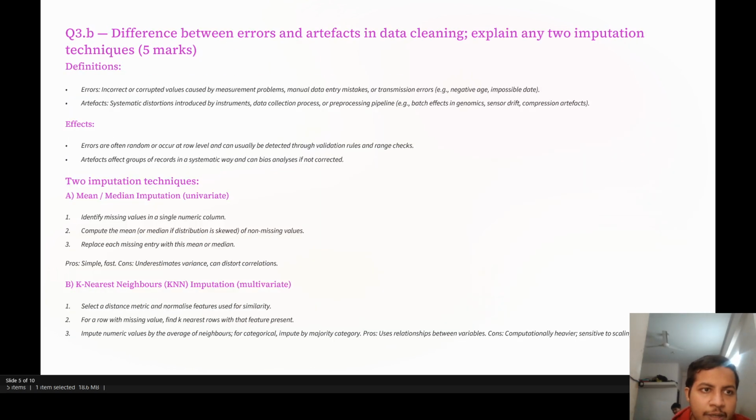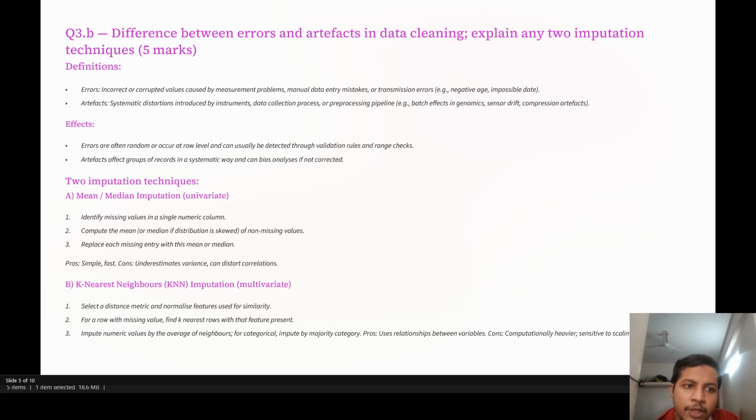Now moving to question number 3 part B. It says: what is the difference between errors and artifacts in data cleaning? We know that when we clean data, there are two terms, errors and artifacts, and we have to explain any two imputation techniques for them. We first start with the definition. What do you mean by errors? Incorrect or corrupted values caused by measurement problems, manual data entry mistakes, or transmission errors. Example: negative age, because age cannot be negative, so it is just an error. And an impossible date, for example 2050, which is a very big value in the case of dates.